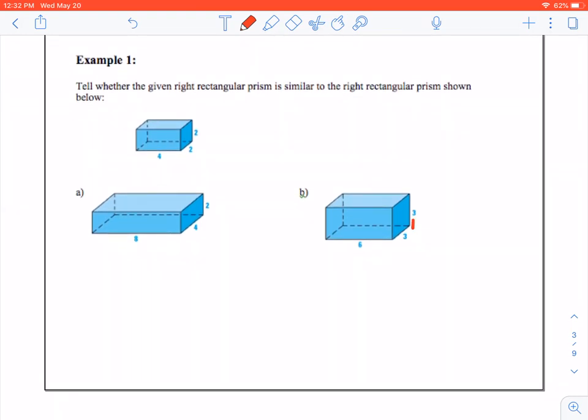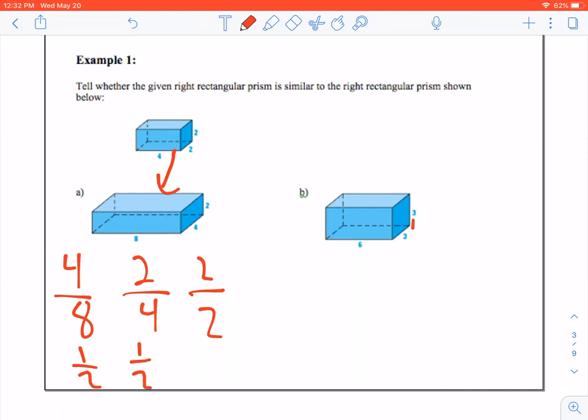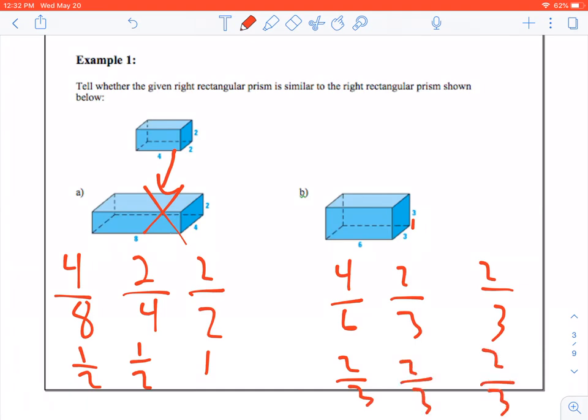So in example 1, it says, tell whether the given right rectangular prism is similar to the right rectangular prism shown below. So here we're just going to start. We compare. I'm looking at those ratios, 4 to 8, 2 to 4, and 2 to 2. I got 1/2, I got 1/2, I got 1. So A does not work. Looking at B, my ratios, I got 4 to 6, I got 2 to 3, I got 2 to 3. So 4 to 6 is 2/3, 2/3, 2/3. So here, B is similar to my original one. Right? And that's how we know.